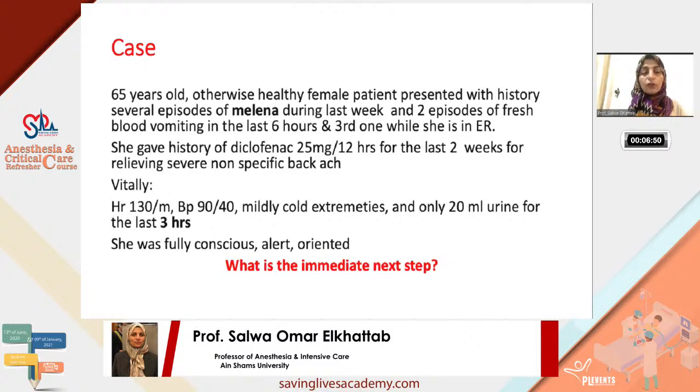She gave a history of receiving diclofenac 25 milligram Q12 hour for the last 2 weeks to relieve a non-specific severe backache, and that much only as her past medical history. When she presented to ER, her heart rate was 130 beats per minute, blood pressure 90/40 millimeter mercury. She had mildly cold extremities. Anyway, she was fully conscious and oriented, and she reported passing only 20 ml urine in the last 3 hours.